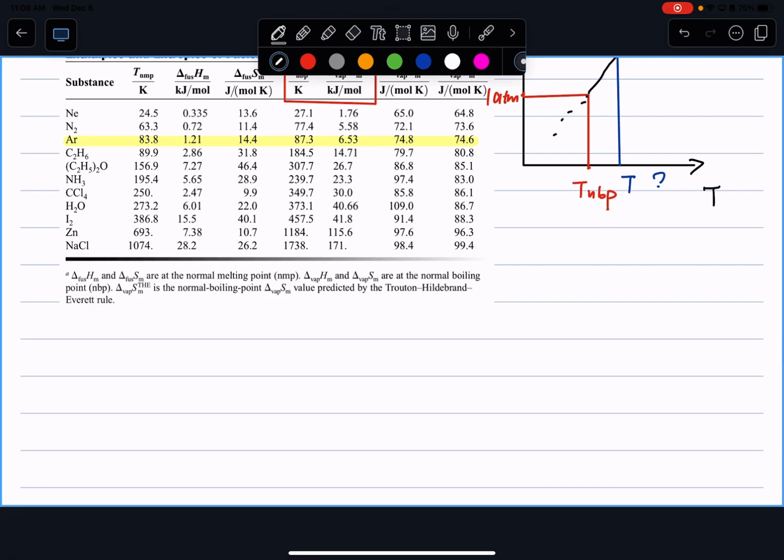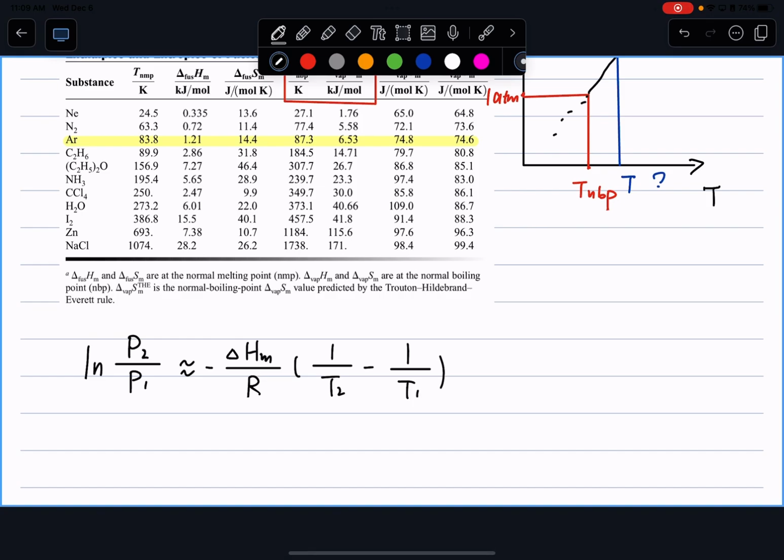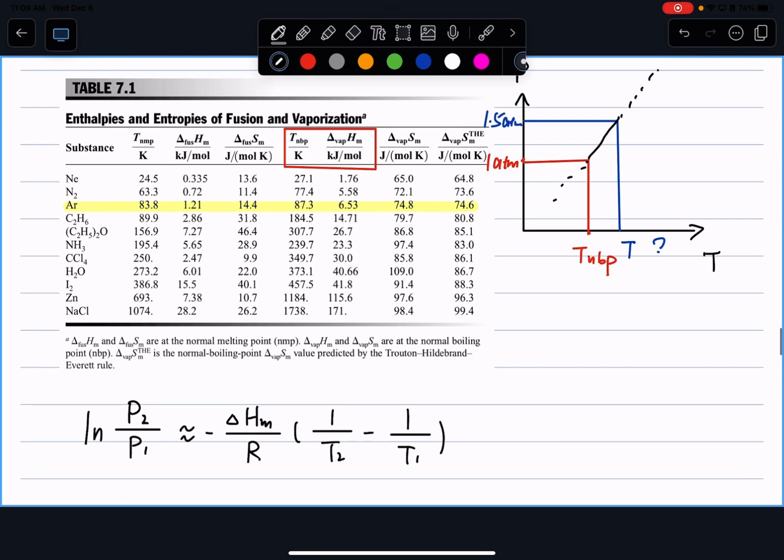So the equation we're using is your simplified version: logarithm P2 over P1 roughly equals negative delta H molar enthalpy over R, times 1 over T2 minus 1 over T1. In this case, since our pressure change is relatively mild, we can assume your delta HM is constant. So again, that's one of the approximations we're using.